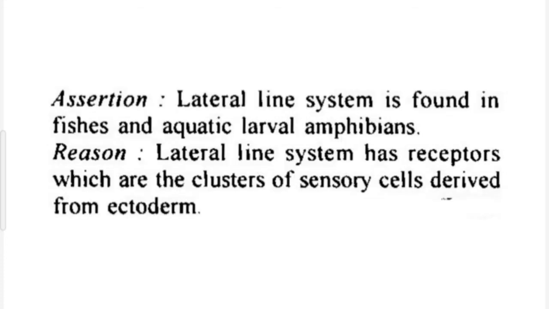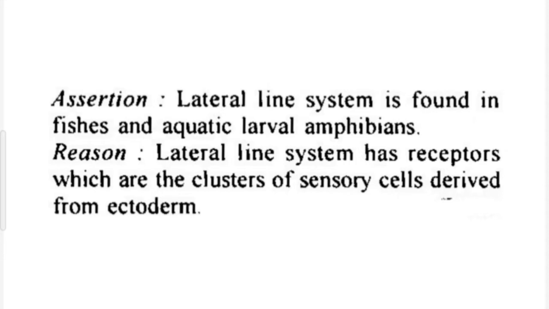Assertion. Lateral line system is found in fishes and aquatic larval amphibians. Reason. Lateral line system has receptors which are the clusters of sensory cells derived from ectoderm. The right answer is option B. If both assertion and reason are true, and reason is not correct explanation of assertion.